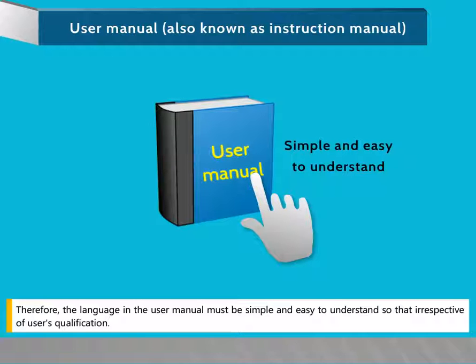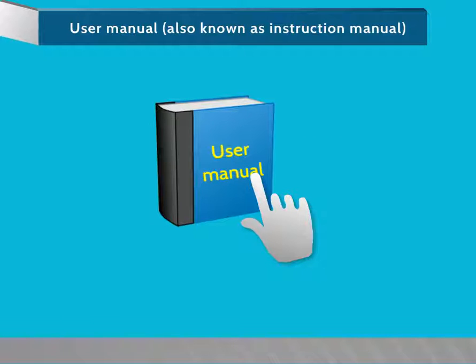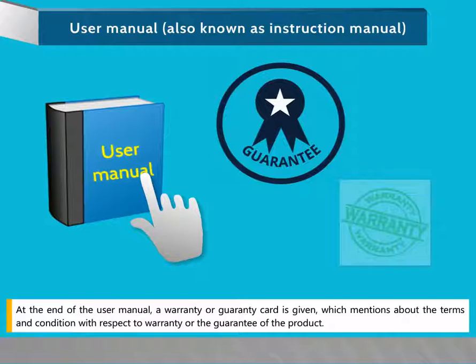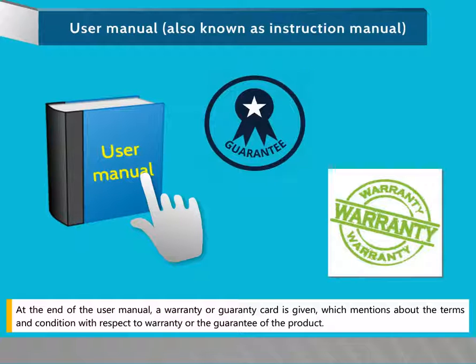Therefore, the language in the user manual must be simple and easy to understand, irrespective of the user's qualification. At the end of the user manual, a warranty or a guarantee card is given, which mentions the terms and conditions with respect to warranty or the guarantee of the product.